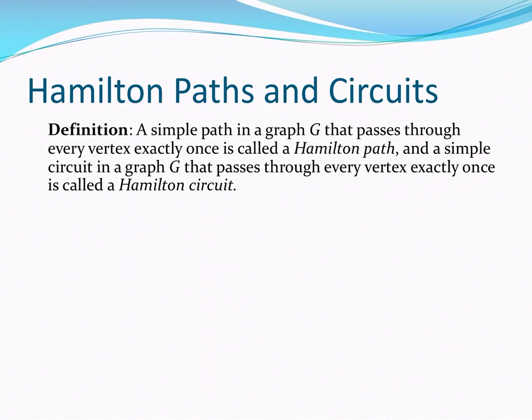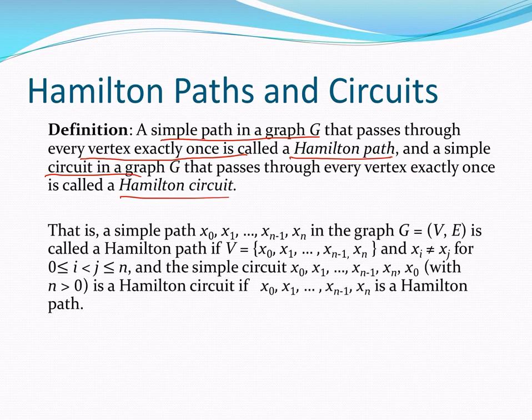All right, so that's really the definition: a simple path in a graph that passes through each vertex exactly once is called a Hamilton path. And if it's a circuit that does so, it's called a Hamilton circuit. If it starts at x0, that's a vertex, the start vertex, and ends at xn, it's called a Hamilton path if the starting and the ending are not the same, and a Hamilton circuit if they are.